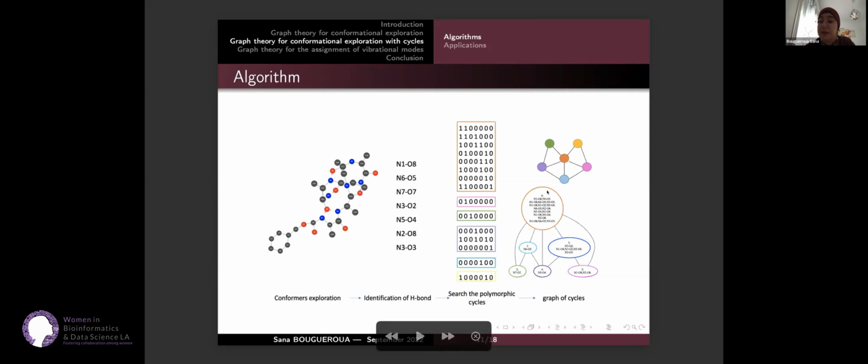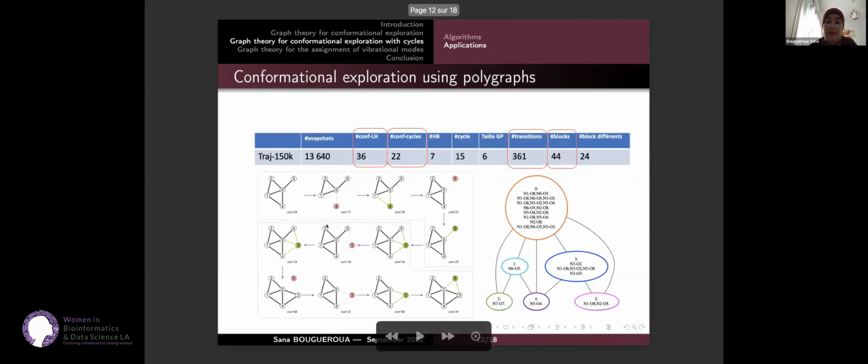So now the vertex of the conformation will be designed by this graph of polymorphic cycles. The vertex is not anymore the atom of the molecular system, but a set of polymorphic cycles. And the trajectory can now be seen as a sequence of those graphs of cycles. Here the idea is that from one conformer to another, when we have a change of bond, we will have a change of conformation.